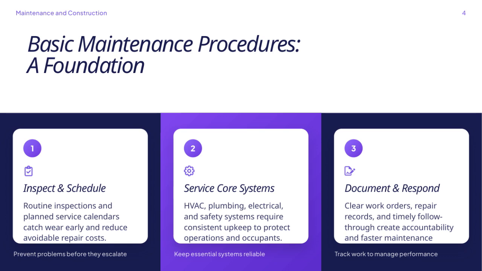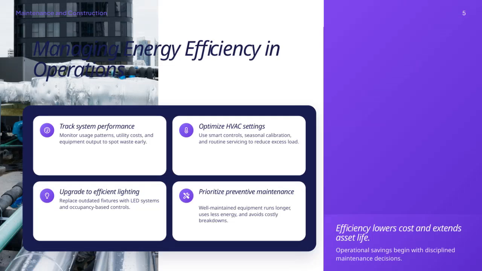Finally, documenting all work through clear orders and repair records, combined with timely follow-up, builds accountability. This organized tracking allows for faster responses and better performance management. When everyone knows what's been done and what needs attention, maintenance becomes more efficient and effective overall. These three steps together create a solid foundation for keeping any facility in top shape. Efficiency is key to lowering costs and extending the life of our assets. To achieve operational savings, it all starts with disciplined maintenance decisions.